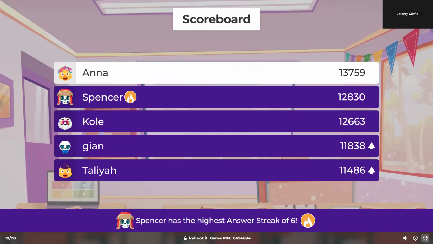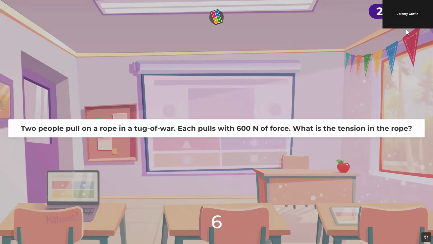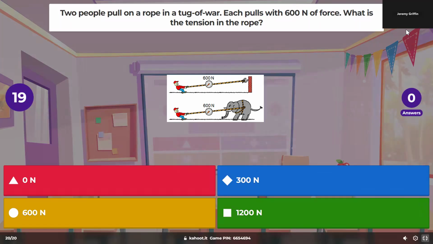Talia, Gian, Cole, Spencer, Emma. And for the win, two people pull on a rope in a tug of war. Each person pulls with 600 newtons. What is the tension in the rope? Hmm. Think about that one.